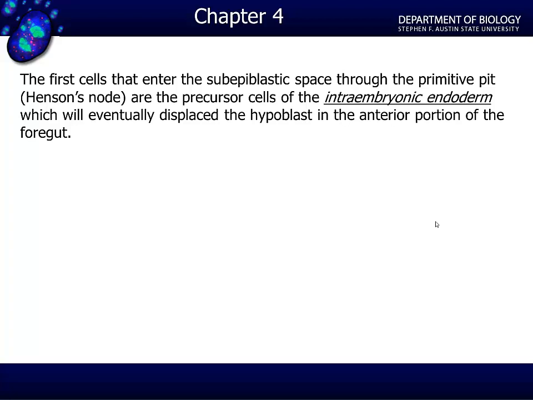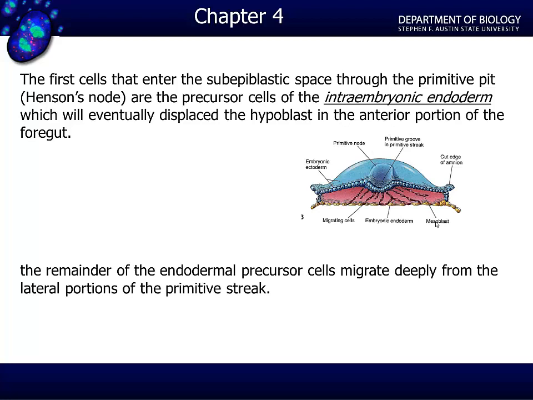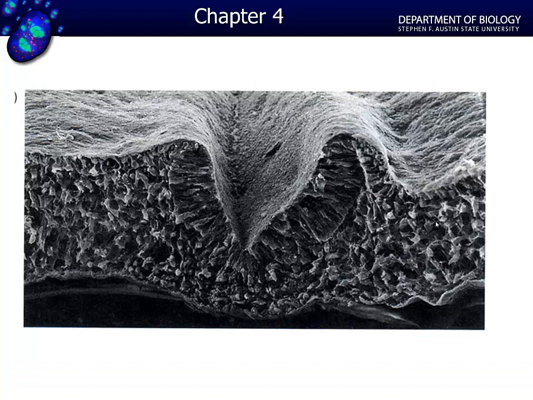So we mentioned the first cells through are going to give rise to the endoderm. And again, we can see this in this illustration. And these other cells that are migrating deeply are going to become the mesoderm that stay in the middle. The hypoblast cells simply undergo apoptosis and are replaced by the endoderm.